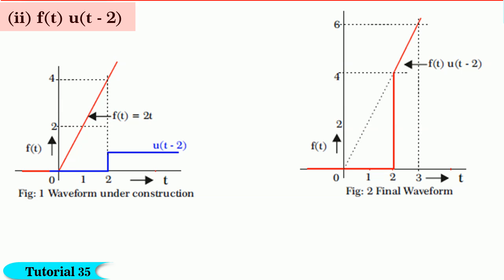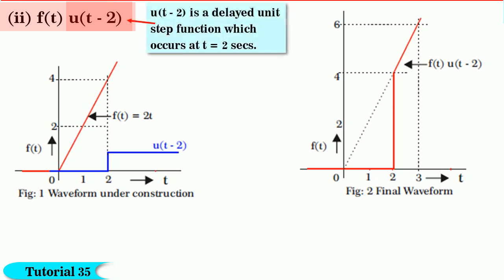Now we shall plot the waveform given by f of t into u of t minus 2. This is tricky and interesting, friends. The first function is f of t equal to 2t and is plotted as shown in figure 1. Note that the slope of the function is 2 units. This function is to be multiplied by u of t minus 2.